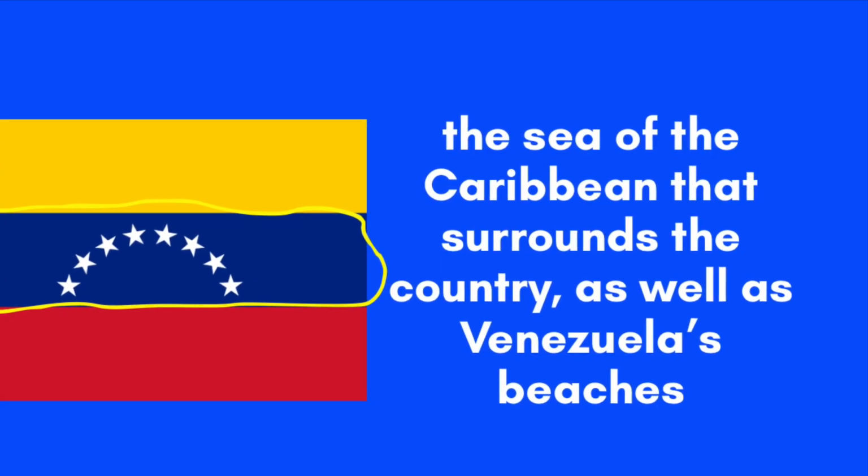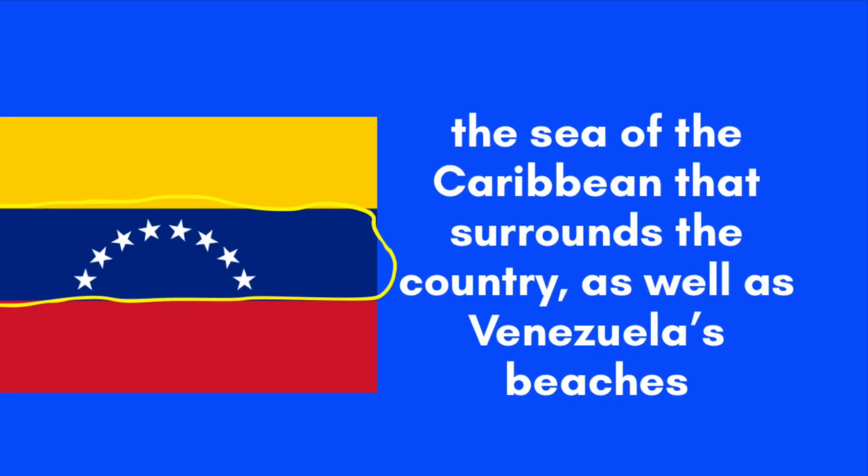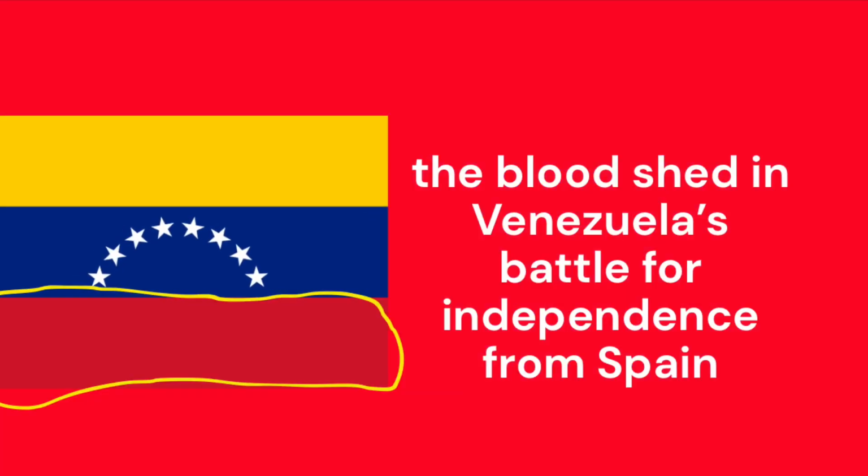The blue represents the Sea of the Caribbean that surrounds Venezuela, as well as Venezuela's beaches. The red represents the bloodshed in Venezuela's battle for independence from Spain.